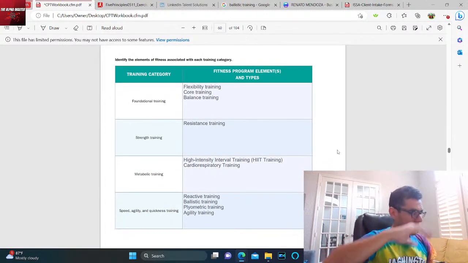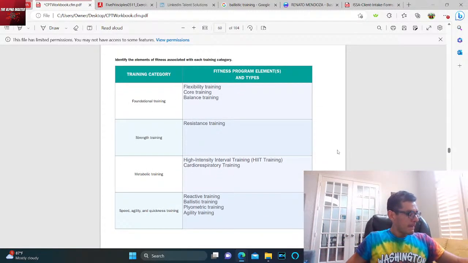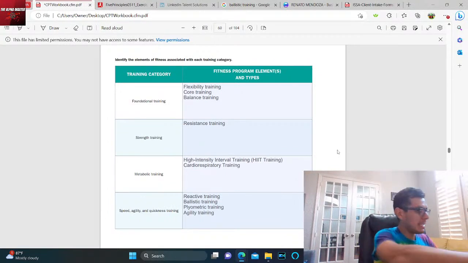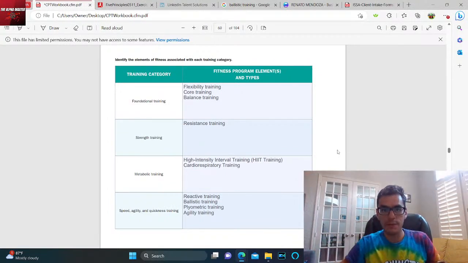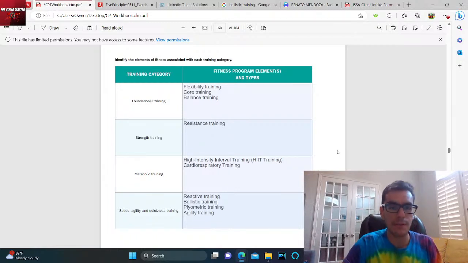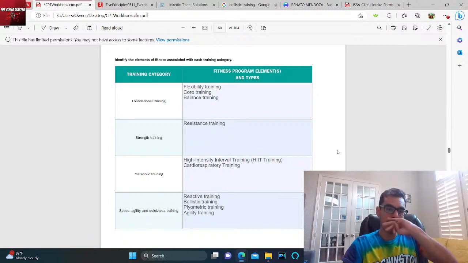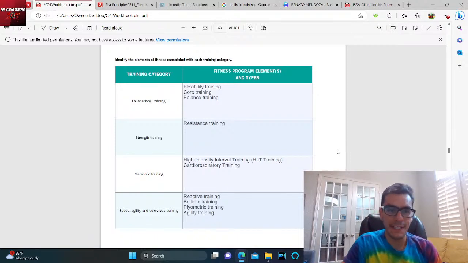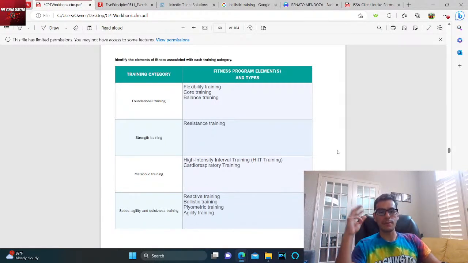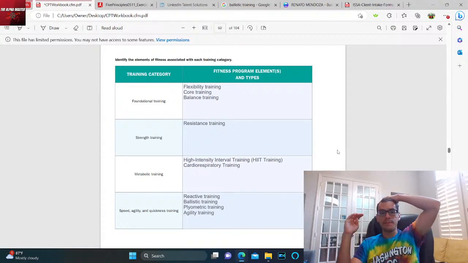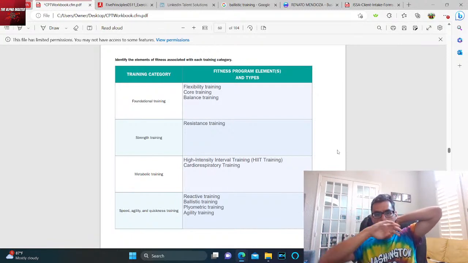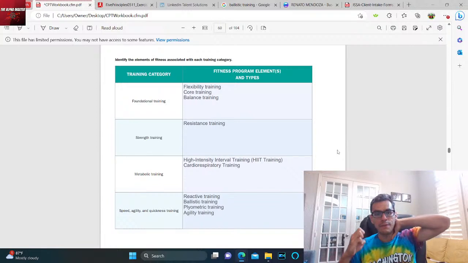Now, identify the elements of fitness associated with each training category. You have four training categories: foundational training, strength training, metabolic training, and speed, agility, and quickness training. So identify the elements of fitness associated with each training category.